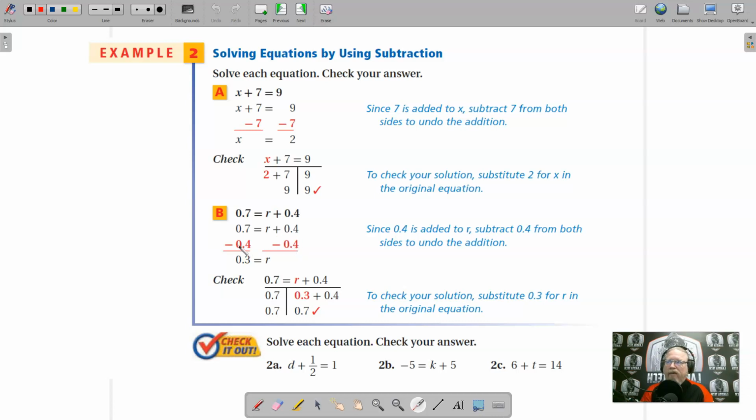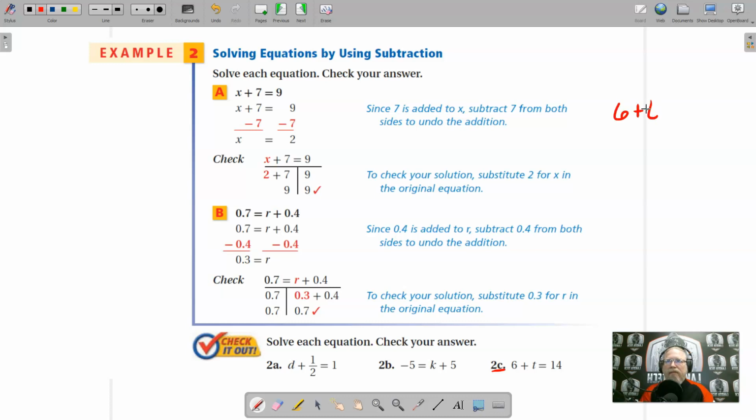And what we do to the right, we're also going to do to the left. The positive 0.4 is going to interact with the negative 0.4, and those will cancel each other out, leaving us with just the r on the right. And then 0.7 minus 0.4 equals 0.3. Then here in the check portion, you can see that once that 0.3 is entered in place of the r and we evaluate it, indeed we come up with a true statement that 0.7 is indeed equal to 0.7. Let's go ahead and look at 2c. We'll go ahead and do that one there.